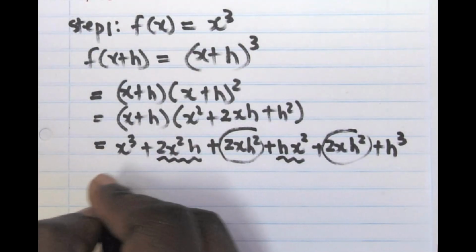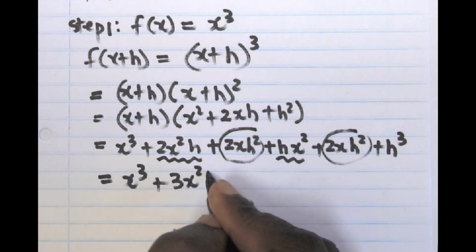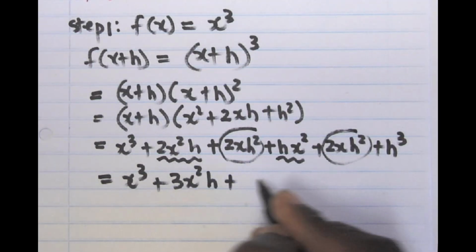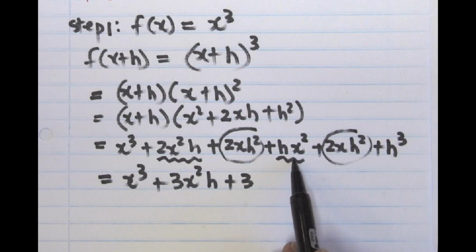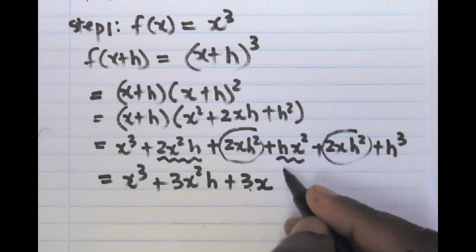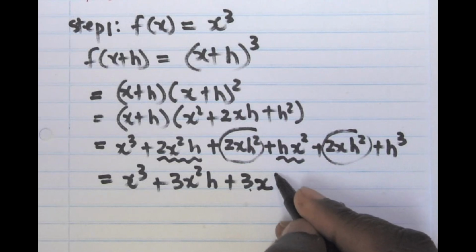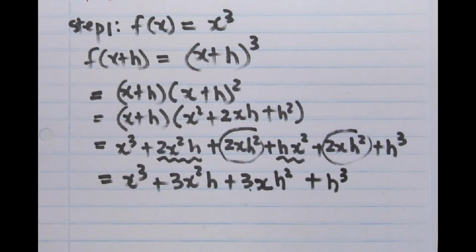So my final answer is going to be x cubed plus 3x squared h plus 3xh squared plus h cubed. Let's look at our like terms again. If we look at our like terms again, this part and this part, they are like terms. This part and this part, they are like terms.